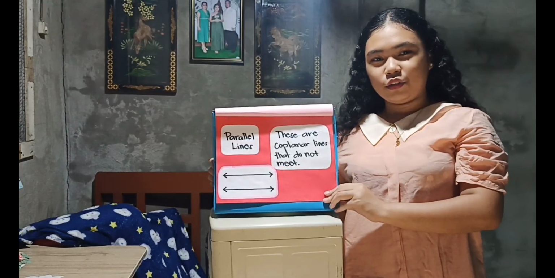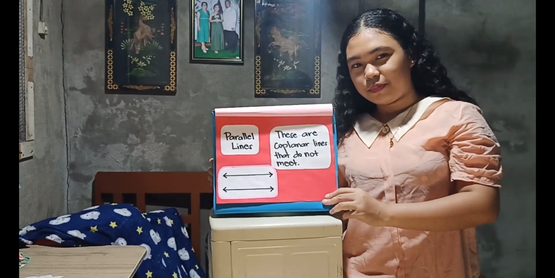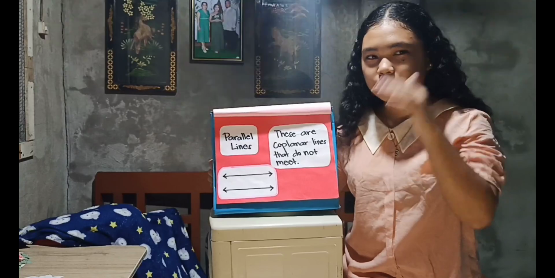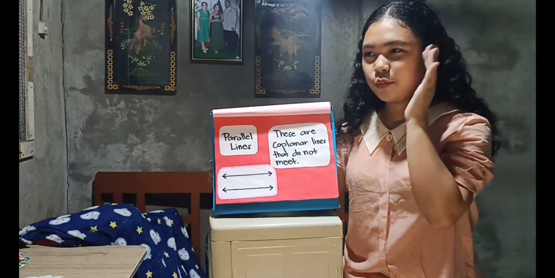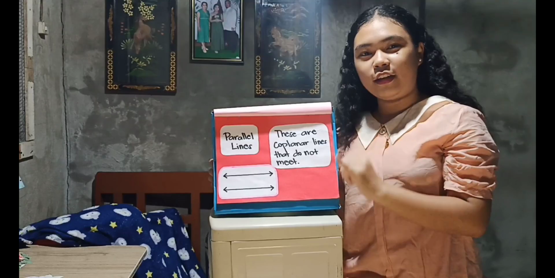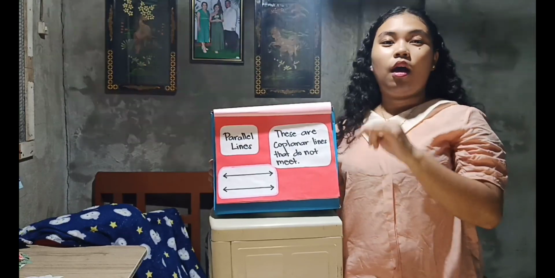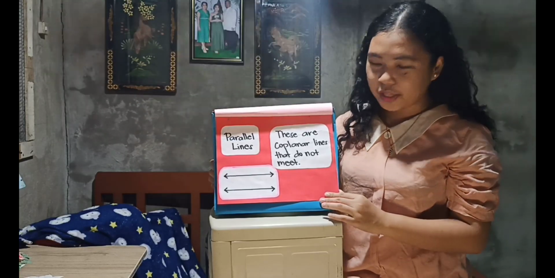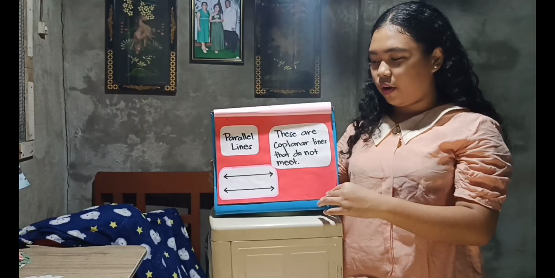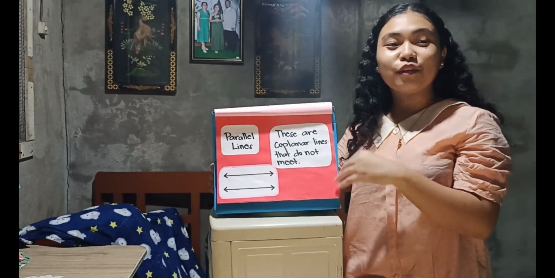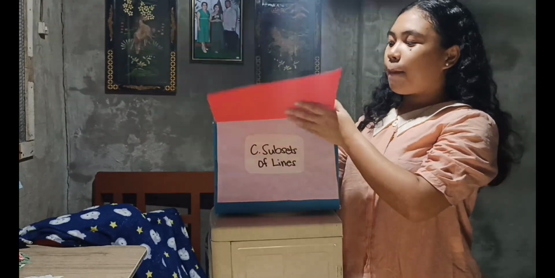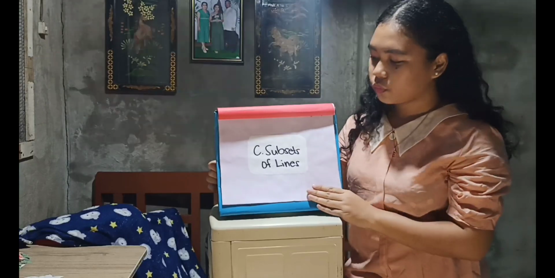Again, what are the other terms or concepts on lines and points? Can I hear it from everyone? Okay, we have collinear points, coplanar points, parallel lines, and intersecting lines. You did a very good job because you still remember the points and lines.